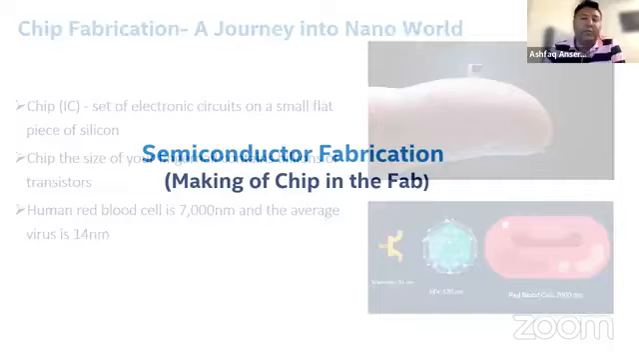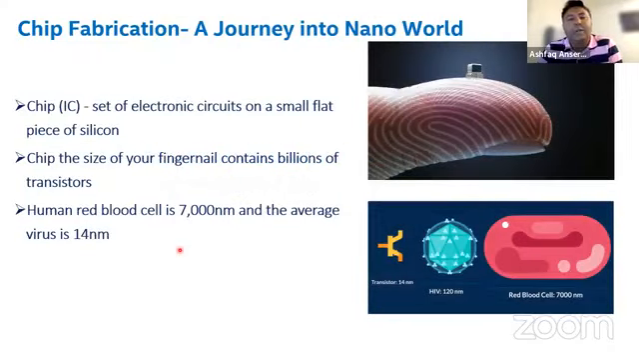Thank you, Brother Manzoor, for making a good presentation on the chip design. Once Brother Manzoor makes a chip design, he brings it to our fab so that we can make the wafer out of it, and the ultimate semiconductor chip. As Brother Manzoor mentioned, each chip is a set of electronic circuits on a small flat piece of silicon, right? And in a chip, we have billions of transistors.